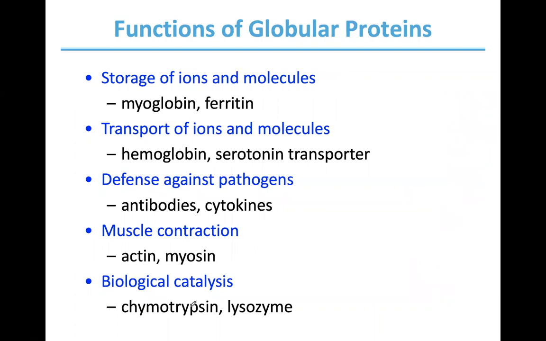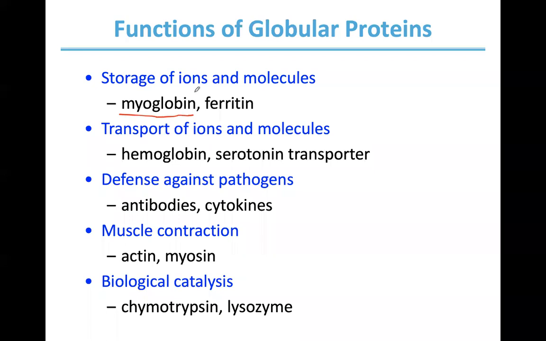Okay, so transport proteins are primarily globular proteins. For example, myoglobin. Myoglobin is a storage protein. Basically, it grabs oxygen and sits in the muscle tissue until oxygen is required, until physical activity brings the necessity to release oxygen into the tissue.